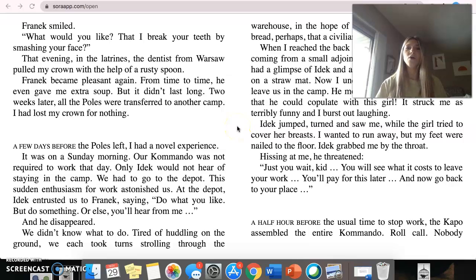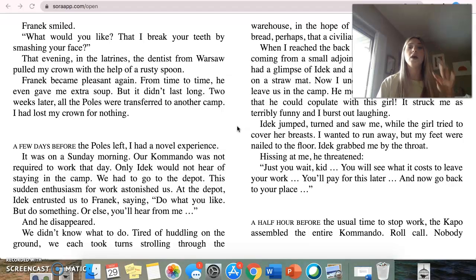Hi guys! So for the lesson this week, we are going to be doing it over vocabulary in Night. Now I know it's a little weird with Sora finding the page numbers and where we are in the book, so I figured I would show you guys.